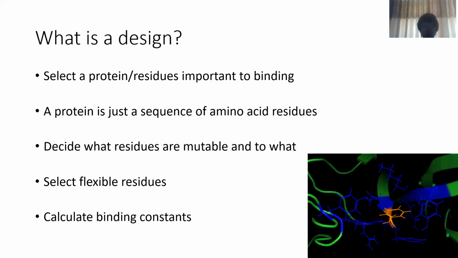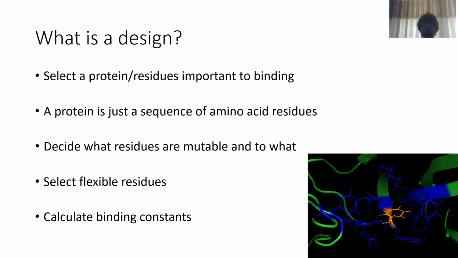So what is the design? What we do for a design is that we want to find a protein or some residues that are important to binding. More on what residues are later. And we want to see if we can make a new protein or redesign that protein to be better at binding. So that way, instead of binding to one of our cells, it binds to this protein.